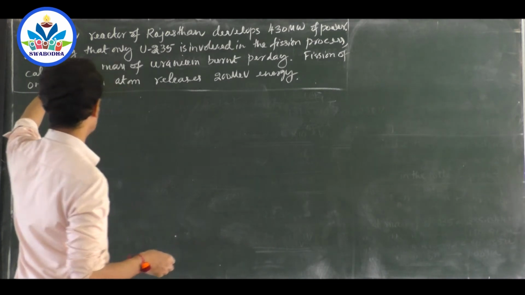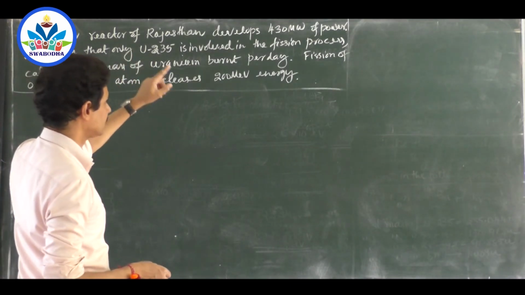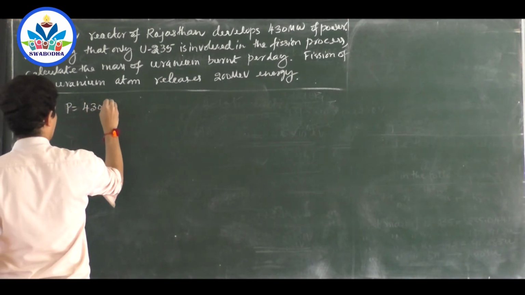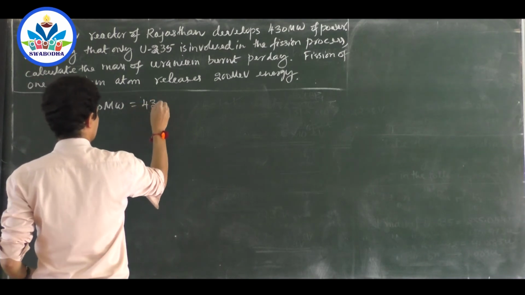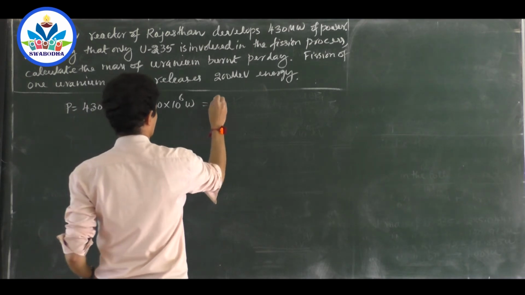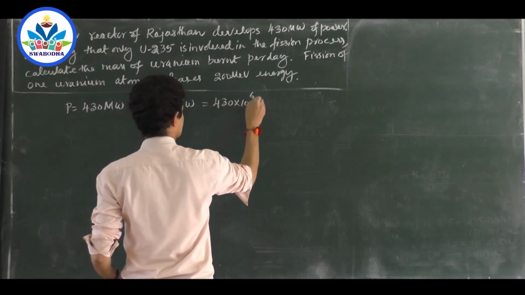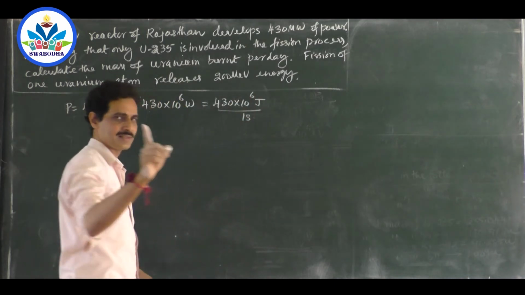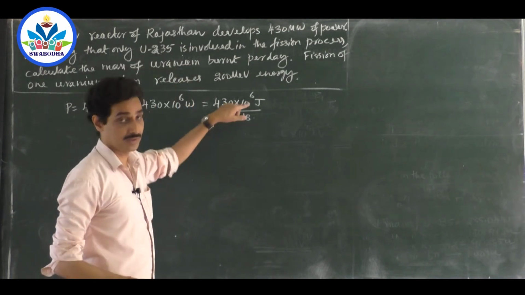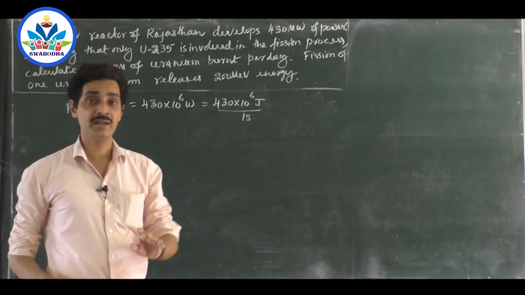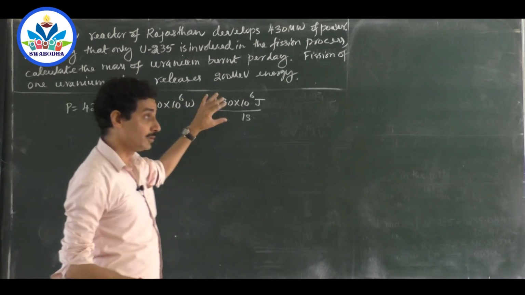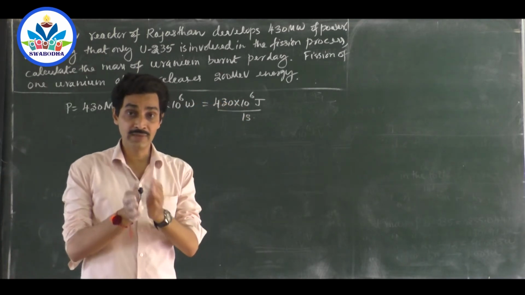We will read the problem totally once. The power reactor of Rajasthan develops 430 megawatt of power. So power developed is 430 megawatt of power. That means 430 into 10 to the power 6 watt, right? That is equal to 430 into 10 to the power 6 joules in 1 second, right? Joule per second is the power. 430 into 10 to the power 6 joules of energy is needed every second, or produced every second in the power reactor.